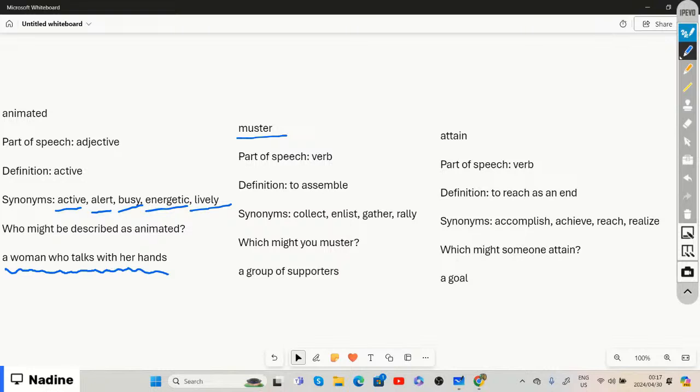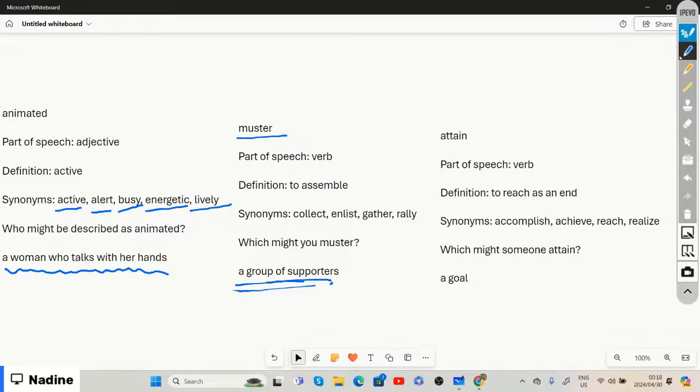All right. And now, if we were to ask ourselves, which might you master? Which might you master? And then we would say, I would master a group of supporters. It's like you are going to assemble them, collect them, gather them, rally, because we are going to be protesting or rallying or talking or walking for whatever. So it's a group of supporters. That's a muster.